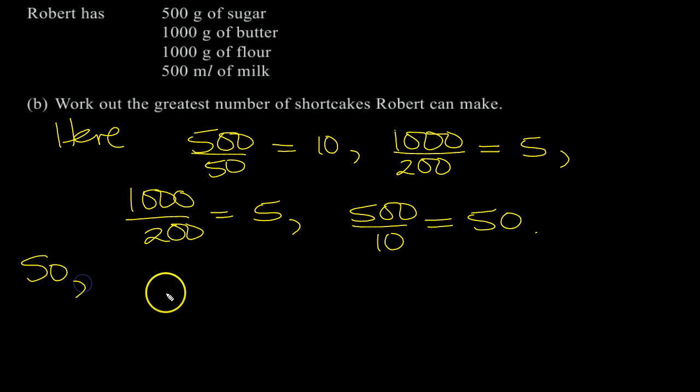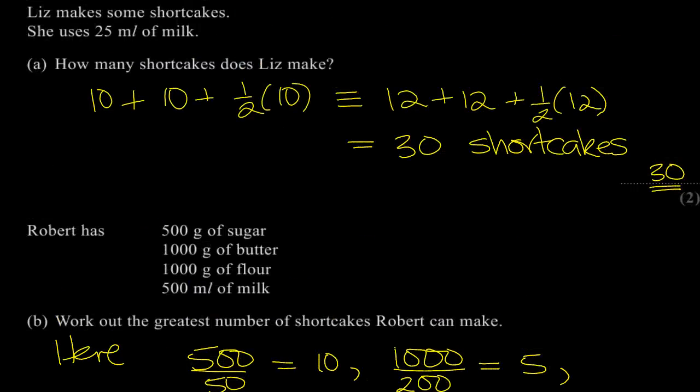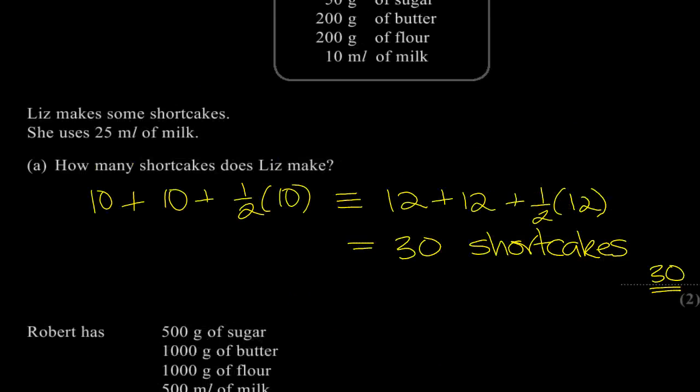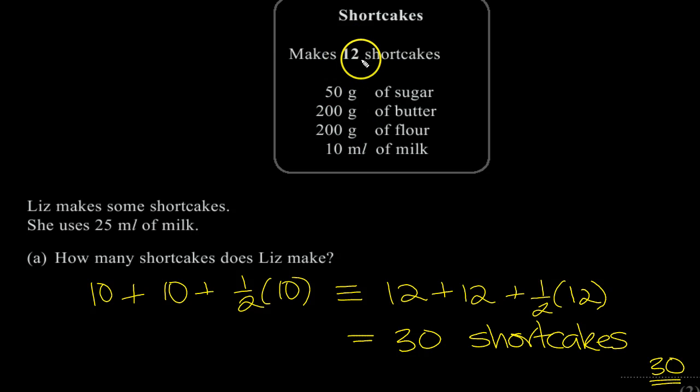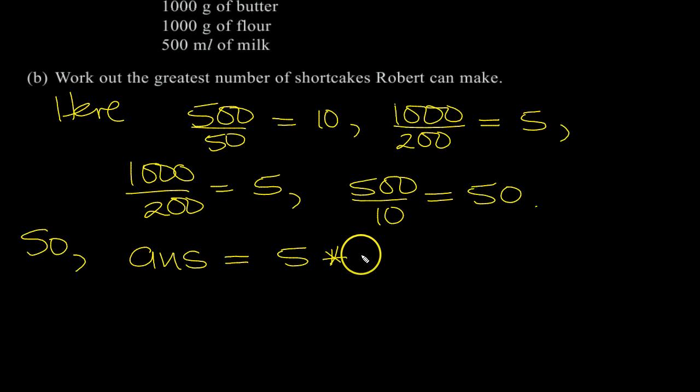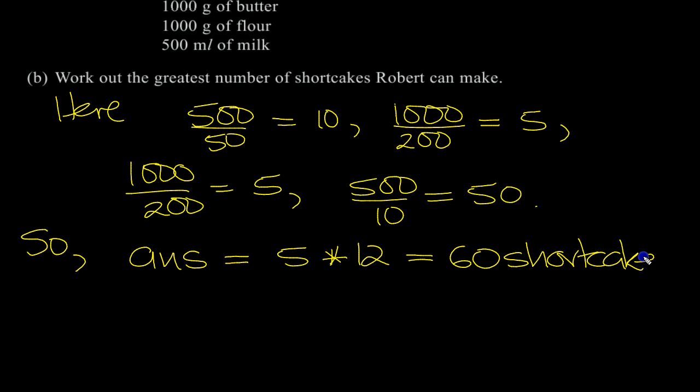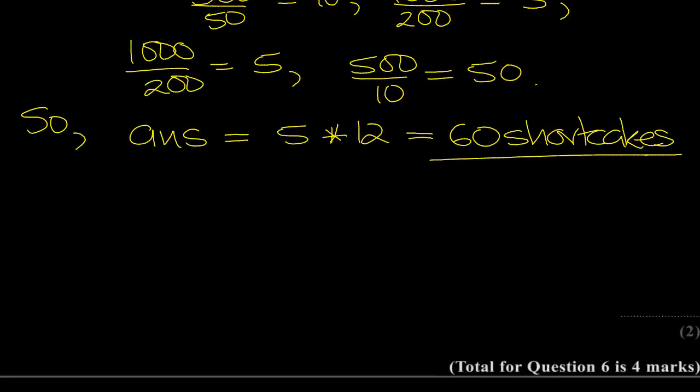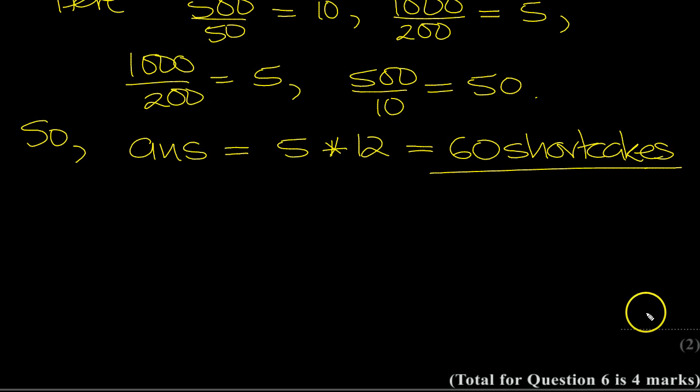So answer equals 5 lots of this recipe, and the recipe for each one of them makes 12, doesn't it? Each one of these makes 12, so 5 of these will make 5 12s, so 60. 5 12s are 60 shortcakes. So the answer is 60.